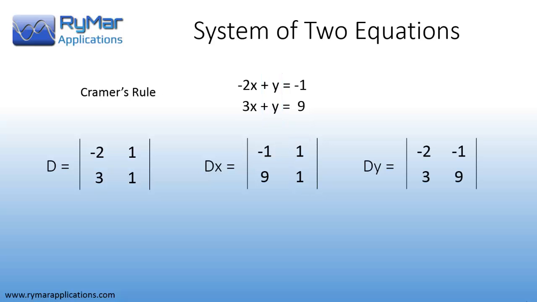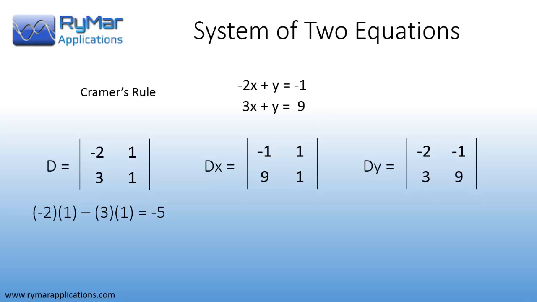Now we need a dy determinant. With the dy determinant, I put the -2 and the 3 back. Okay, we put the original numbers back. This time I'm swapping the y column out with the constants, the -1 and the 9. All right, now we've got our three determinants. We're going to evaluate these three.